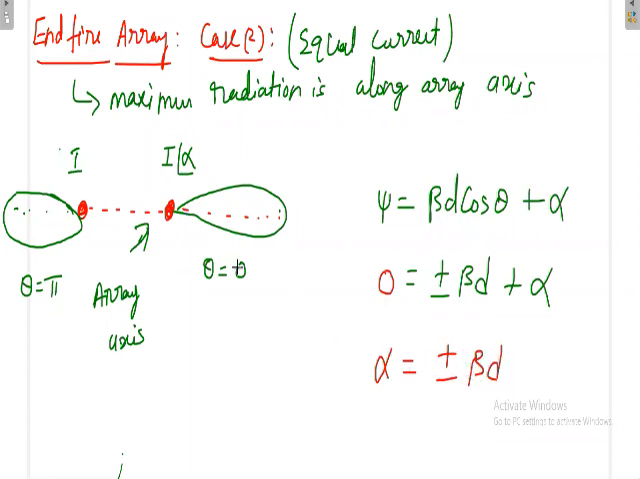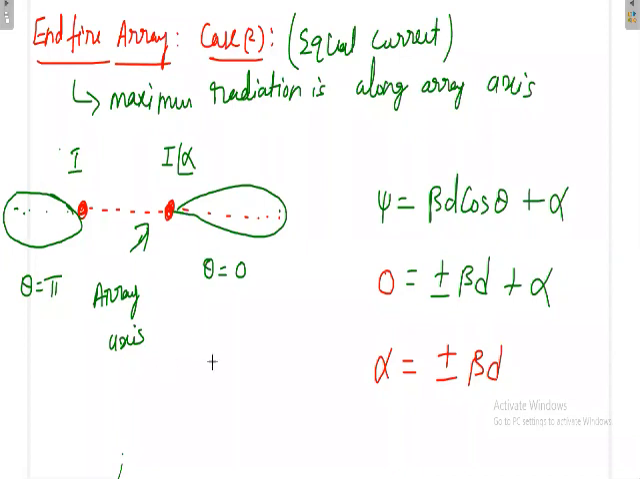So once you excite the antenna with the same current and with the phase difference decided by this value, definitely the direction of maximum radiation will be either along theta is equal to 0, or along theta is equal to pi. That's the idea. The maximum radiation will be along the array axis. That's the idea of the endfire array.